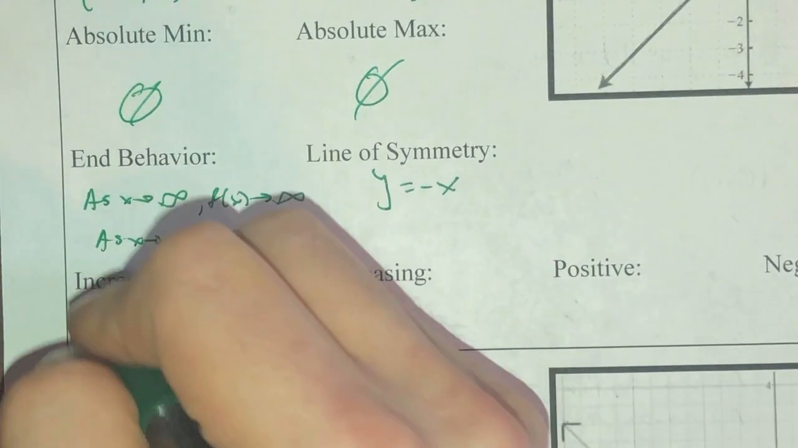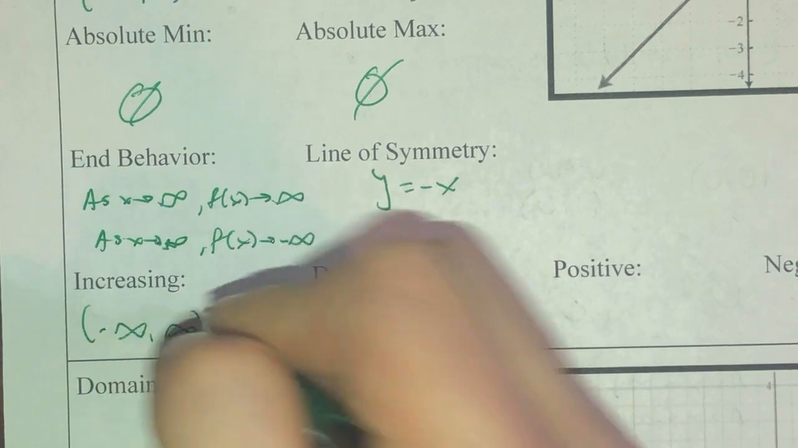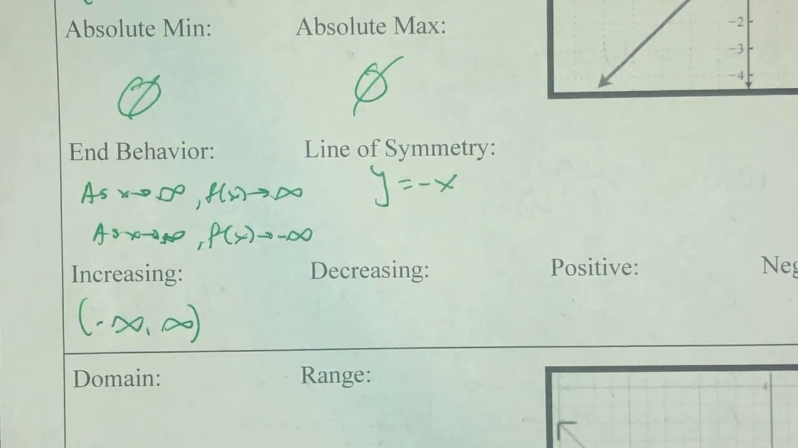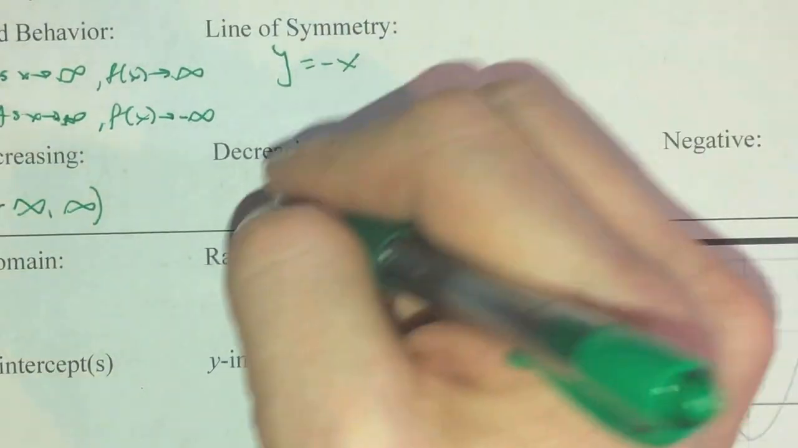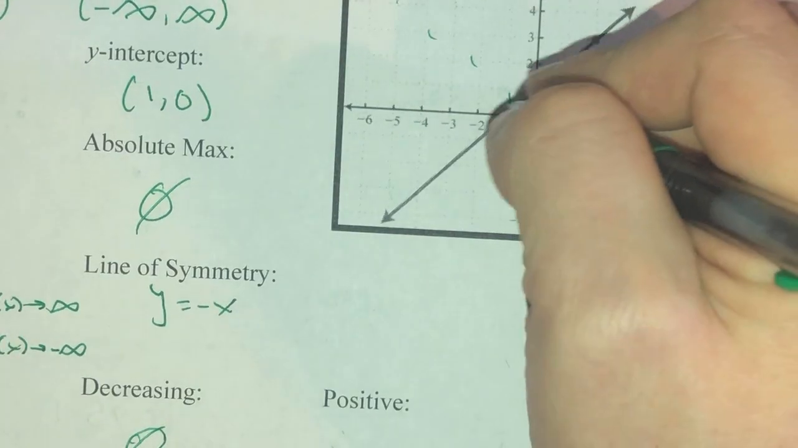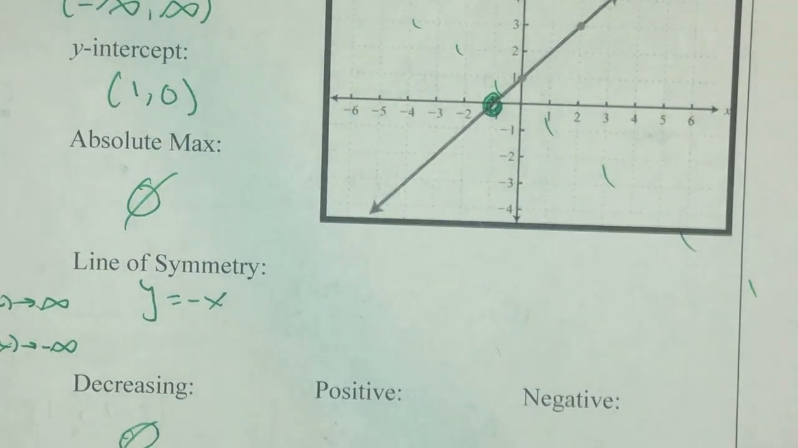Increasing. Where is it increasing? It's always increasing, right? The slope of a line is the same. The slope is positive. It's always going up. Decreasing. Nowhere. Positive. For what x is y positive?